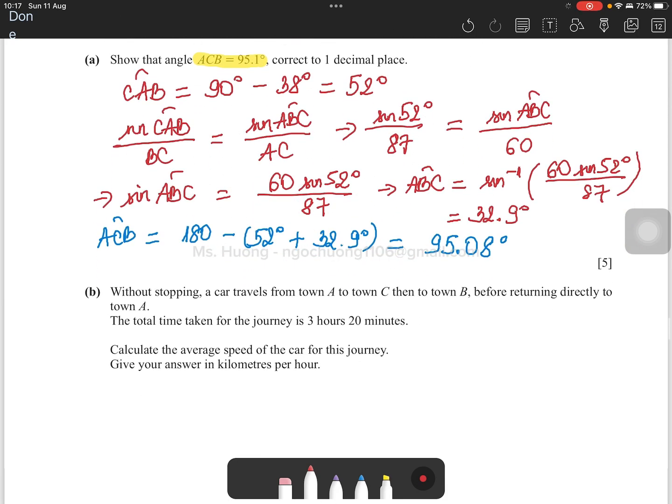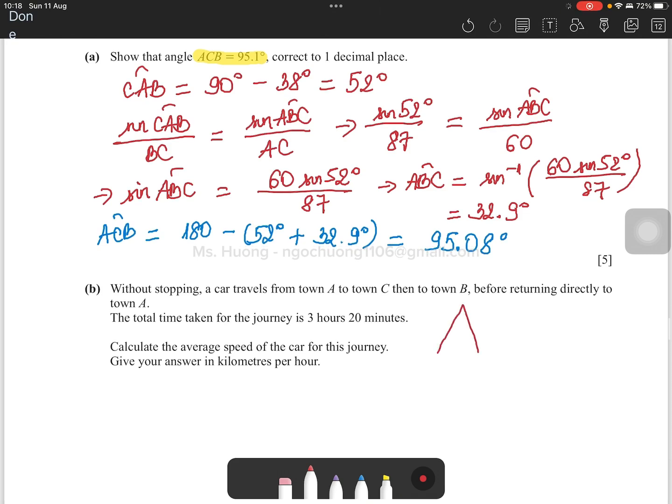B. Without stopping, a car travels from town A to town C, then to town B, before returning directly to town A. The total time taken for the journey is 3 hours and 20 minutes. Calculate the average speed of the car for this journey. Give your answer in kilometers per hour.